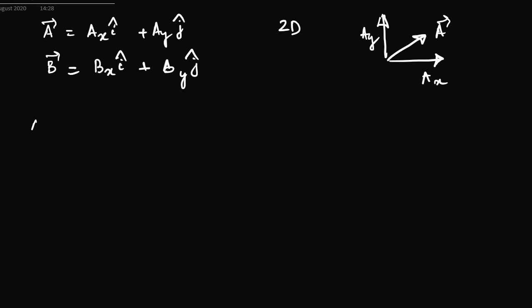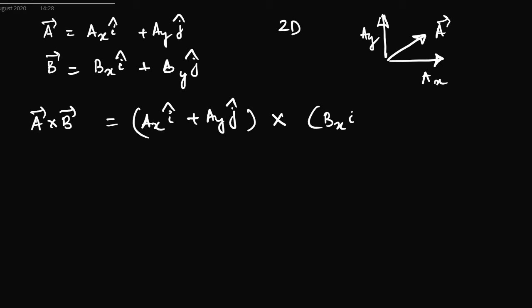Now, let's take the cross product of both the terms. What would it be? It would be AXi plus AYj cross BXi plus BYj. Now this is in 2D, but we also do need in 3D.